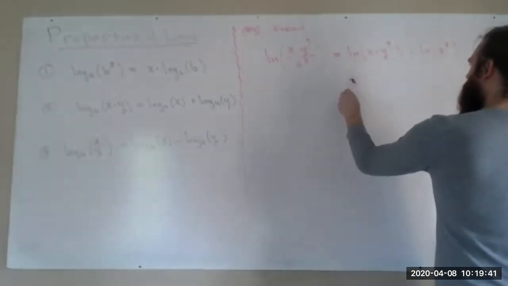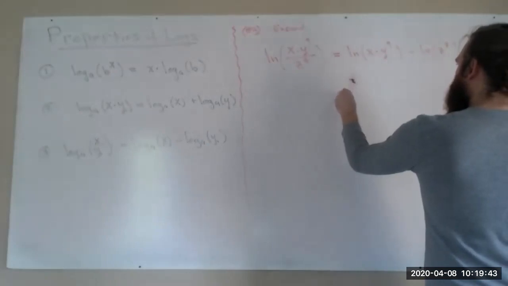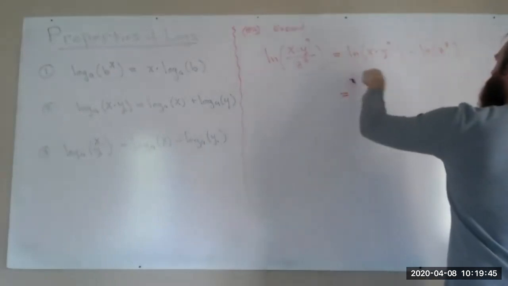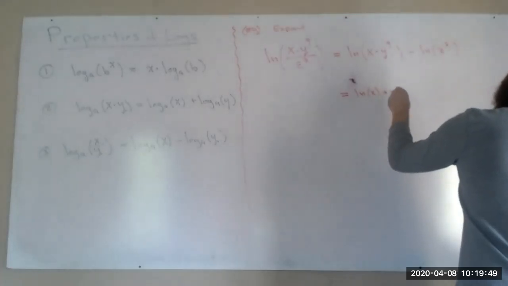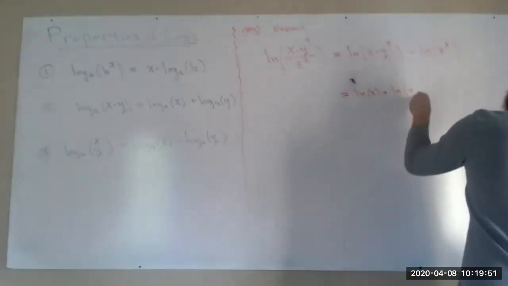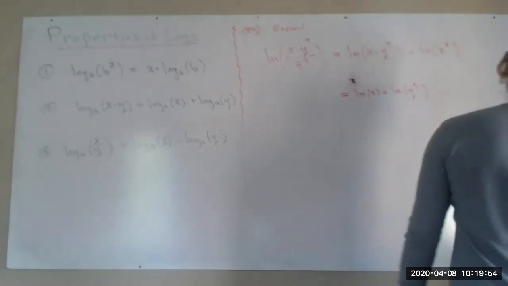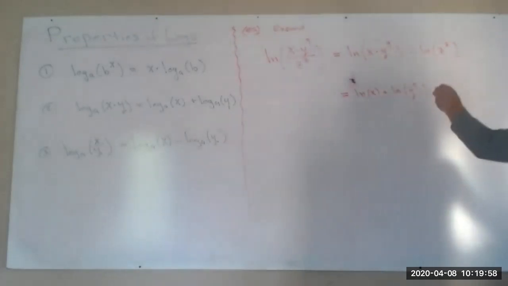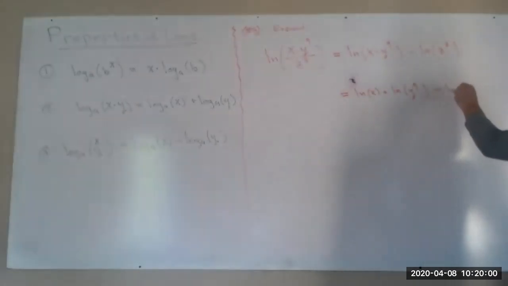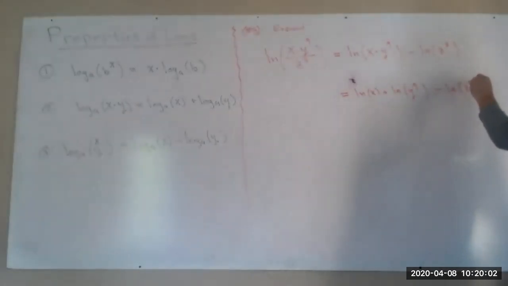Because this is the first one like this that we've done, I'll do them in separate steps. So first, splitting up this log. That is the ln of x plus the ln of y to the 9. I'm going to leave this ln of z to the 7, not doing anything to him right now.